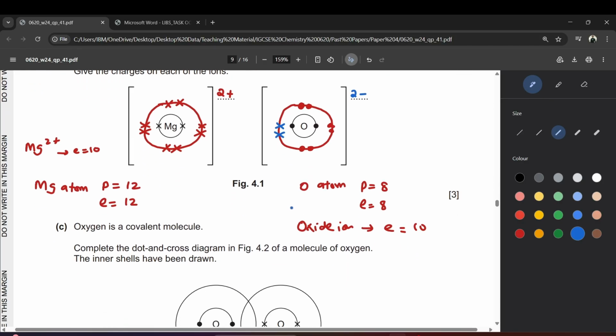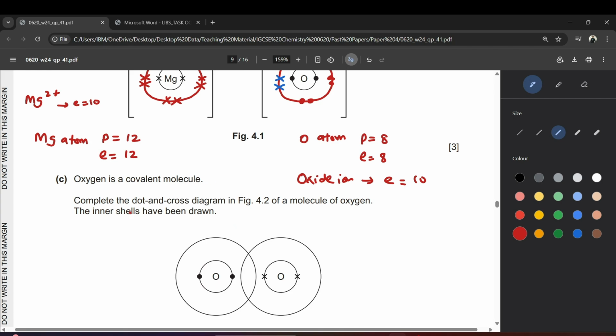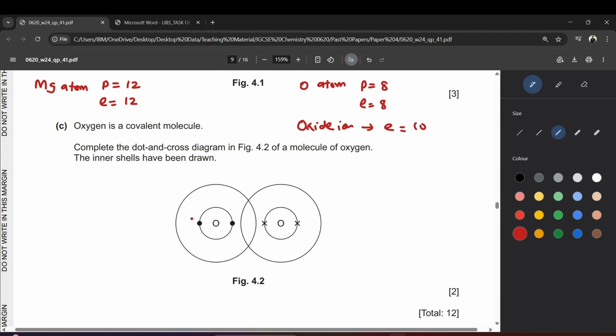All right, now the next one: oxygen is a covalent molecule. Complete the dot and cross diagram in figure 4.2 of a molecule of oxygen. The inner shells have been drawn. Something very important that you have to remember is that an oxygen molecule has a double bond between the atoms. Double bond means that there will be two pairs of electrons being shared between the atoms. Single bond means one pair of electrons.